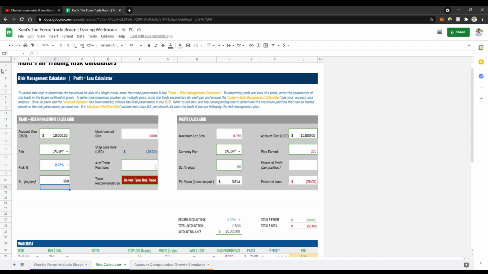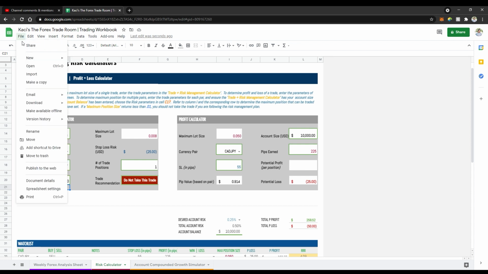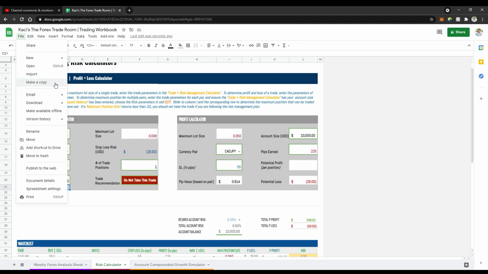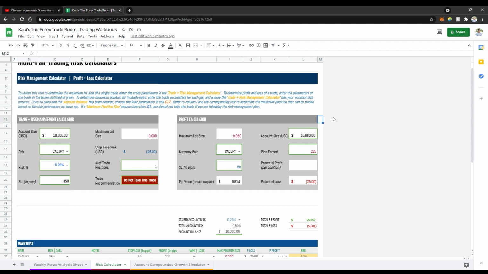The way to download it: when you click the link or fill out the form, you're going to get an email to your inbox with a link. You just go to file, go to download, and download a copy of it, or you can make a copy and upload it to your Google Drive. This does not work well in Excel by itself on the computer. If you download it as an Excel file, upload it back to Google Drive, and it should have full functionality.